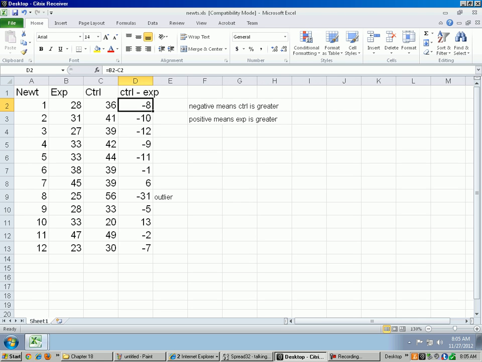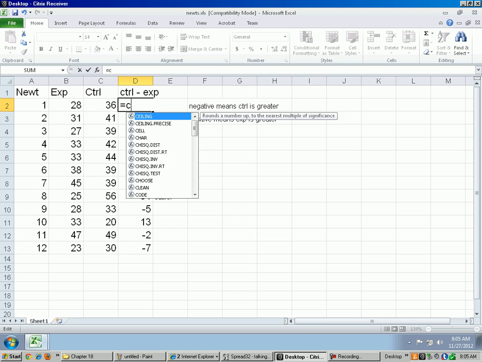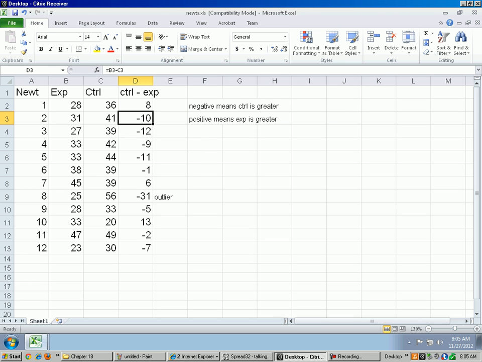Okay, so no big deal. The numbers are the same. I just need to do C2 minus B2 instead. So I get a positive 8 instead of a negative 8. And let's copy that down. So all the numbers stay the same except I've got mostly positives instead of mostly negatives.